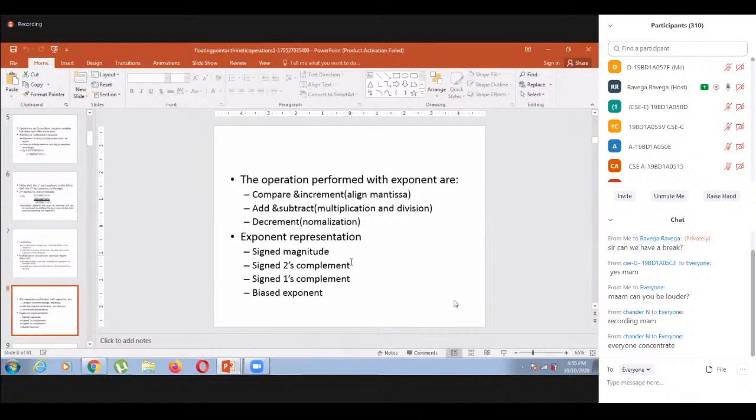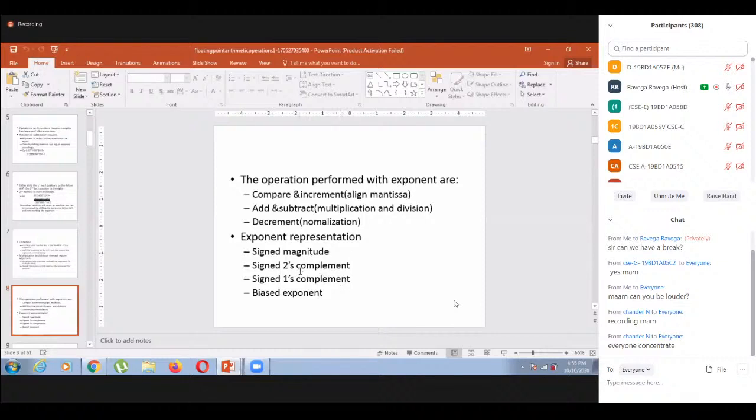The exponent values are represented by using four methods. The first one is sign magnitude. Sign magnitude means the signs will be similar or different. It is a positive number or a negative number, represented by the sign magnitude numbers. In sign magnitude, 0 is represented as the positive sign and 1 is represented as the negative sign.